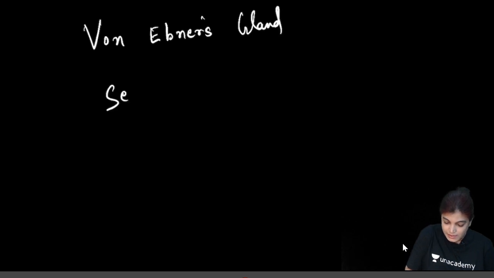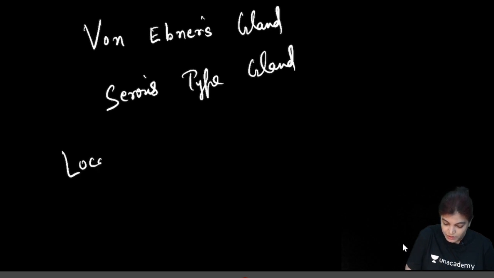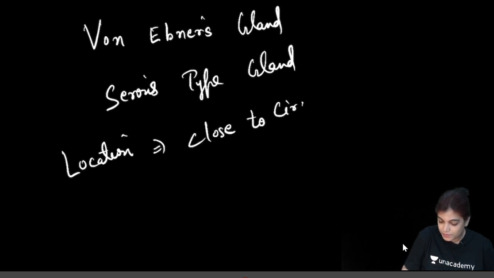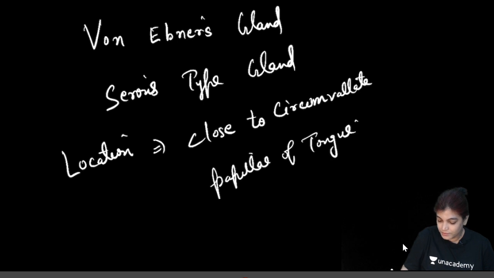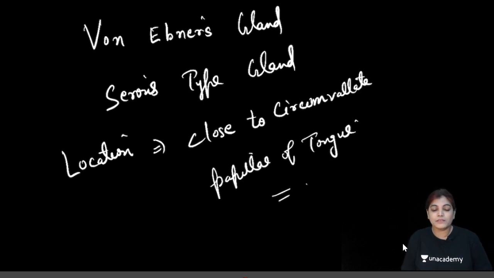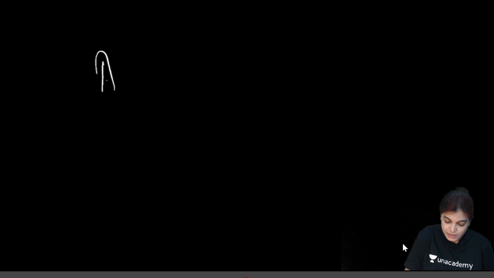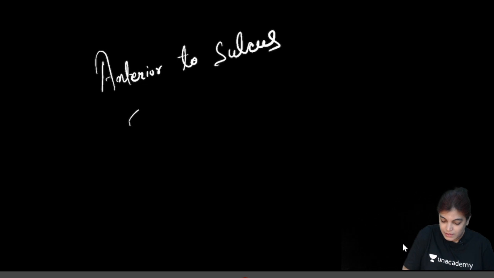Van Ebner's gland is a serous type of gland. What is the location? The location is close to the circumvallate papilla of the tongue. If we want to know the exact location of the circumvallate papilla, it is lying just anterior to the sulcus terminalis of the tongue.